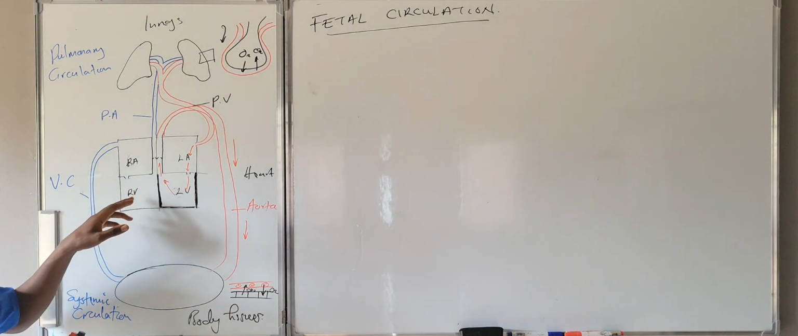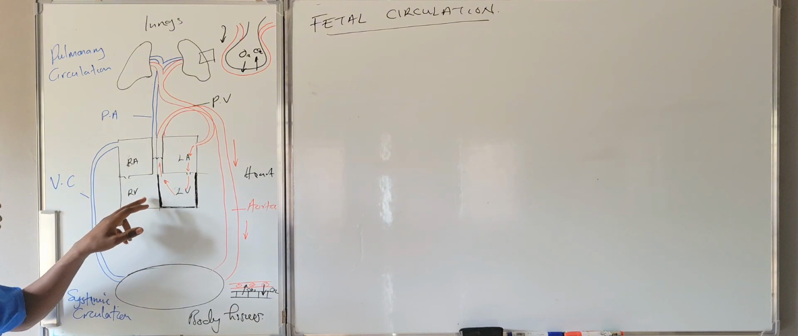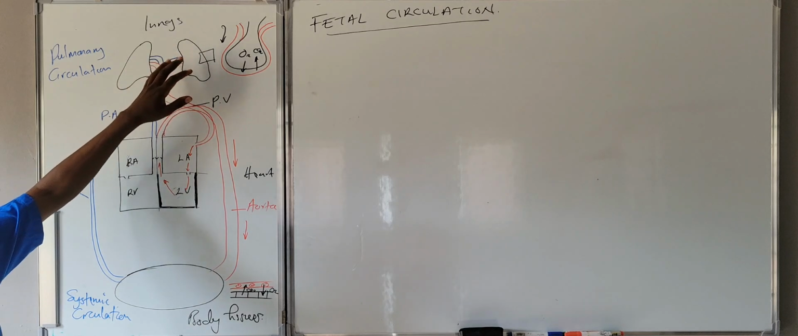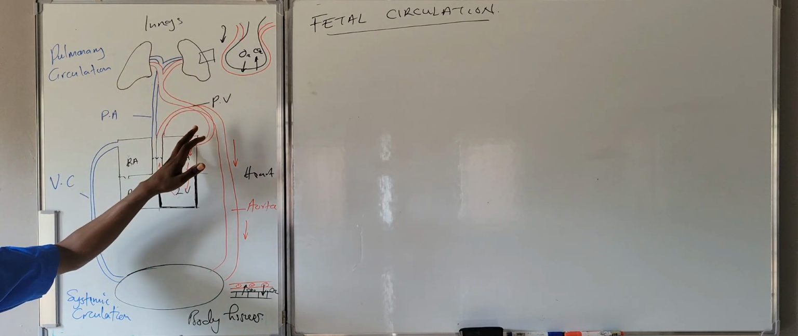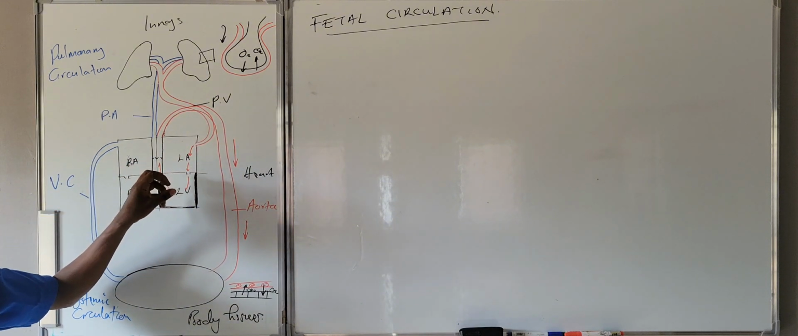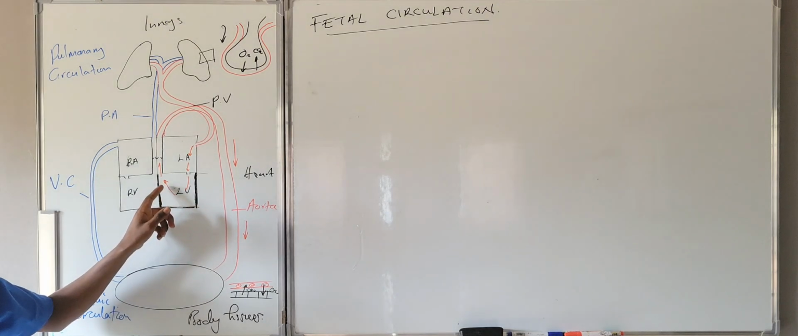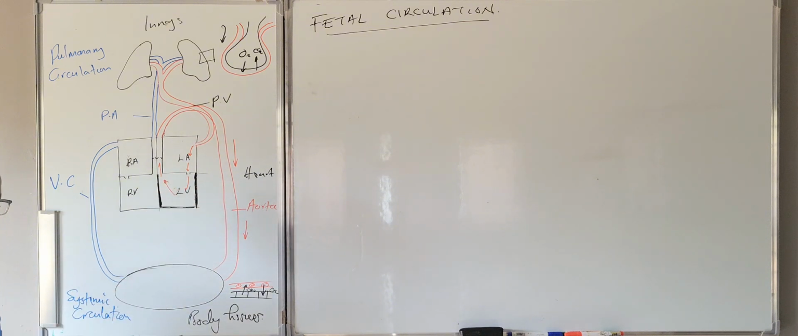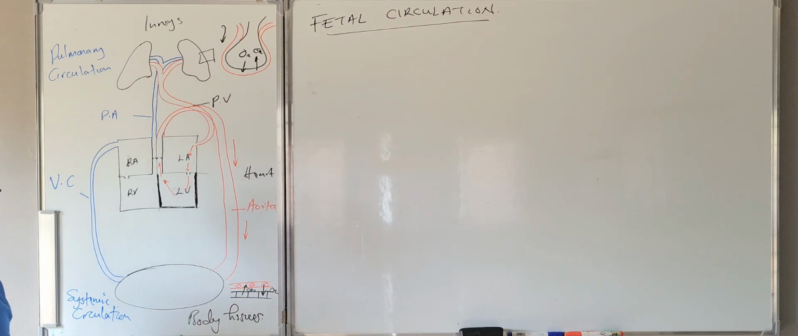If we are to start, it is from the right atrium. The right ventricle pumps blood through the pulmonary artery to the lungs for oxygenation. And then from the lungs, blood comes back to the heart through the pulmonary vein into the left atrium, and then the left atrium pumps blood into the left ventricle, which later pumps blood into the aorta to go to all parts of the body, to the body tissues, where deoxygenation is going to take place.